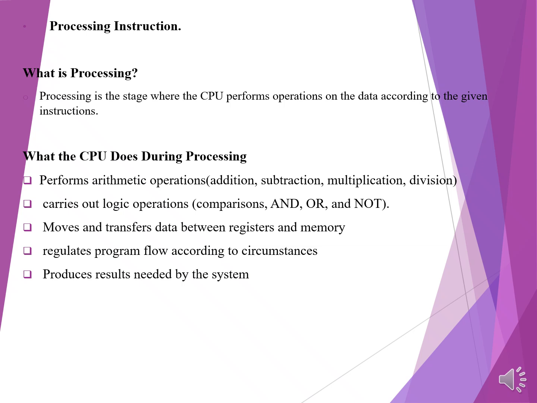Processing introduction. Processing is the stage where the CPU works on data. The CPU performs arithmetic operations such as addition and subtraction. It also performs logical operations like comparison. During processing, data is moved between registers and memory and results are produced.